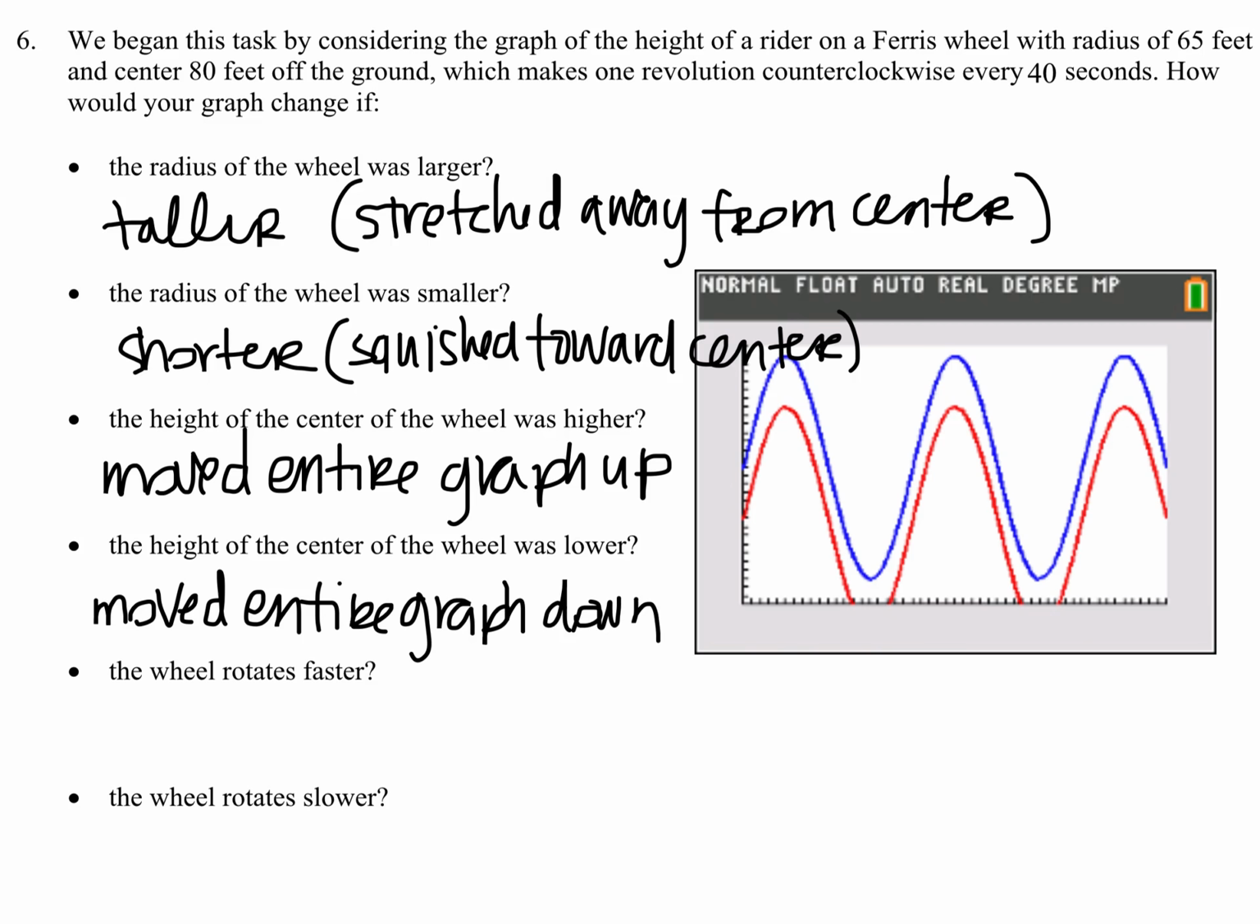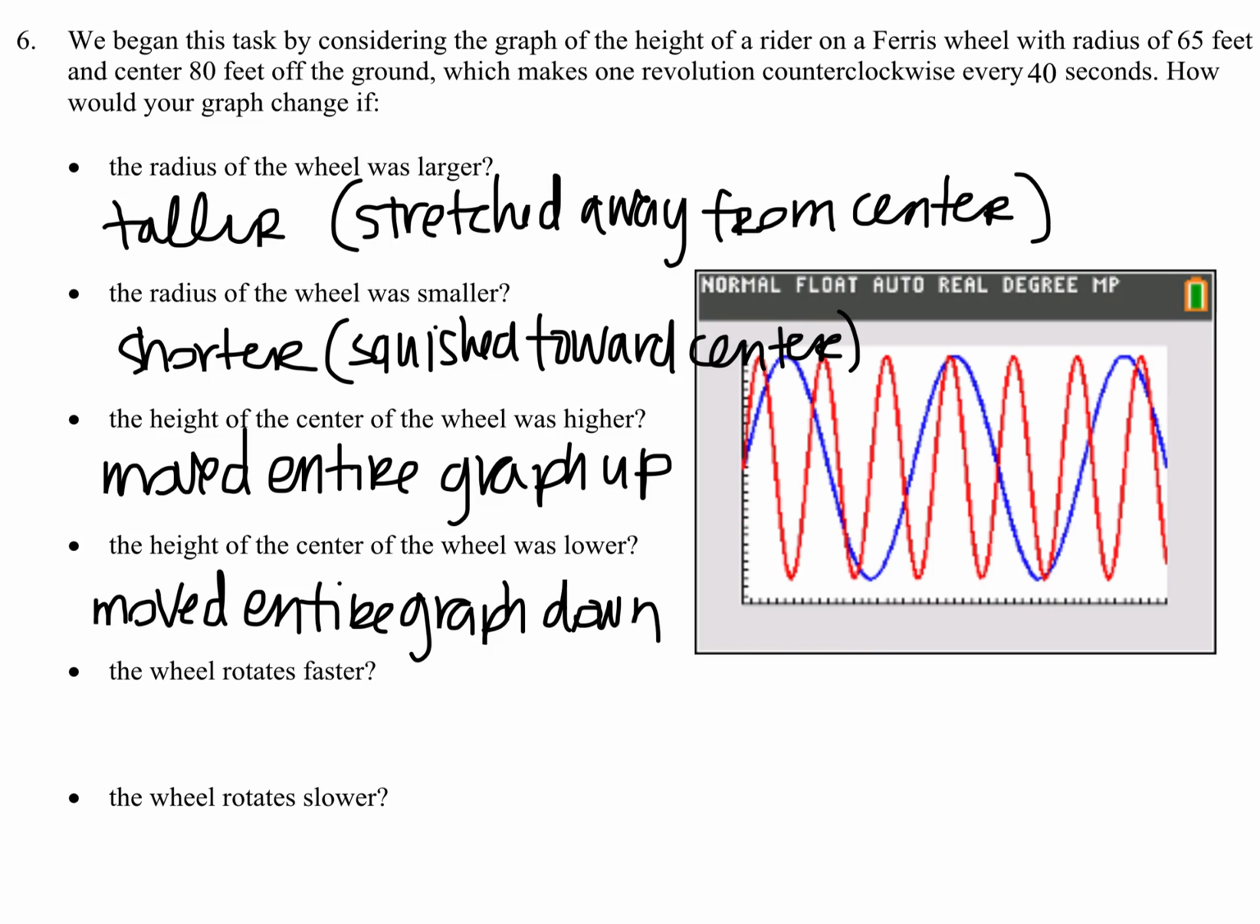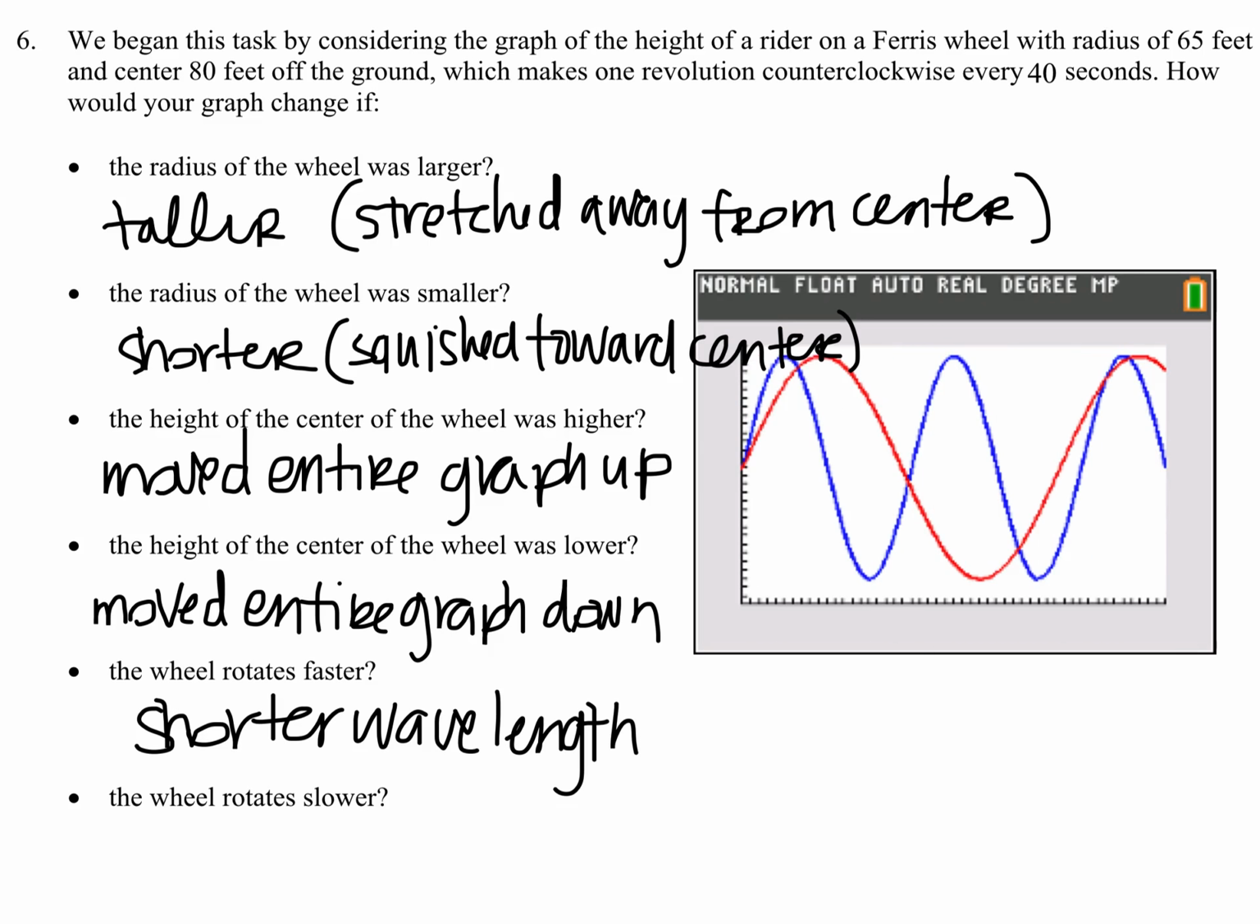Let's say I want to have the wheel rotate faster, and so instead of taking 40 seconds, I want to make it be 15 seconds. As you can see, it's been squished in, or I'm going to say that there is a shorter wavelength. And then if I make the wheel rotate slower, so I'm going to have it go 75 seconds for a full rotation, we can see that this is going to have a longer wavelength.